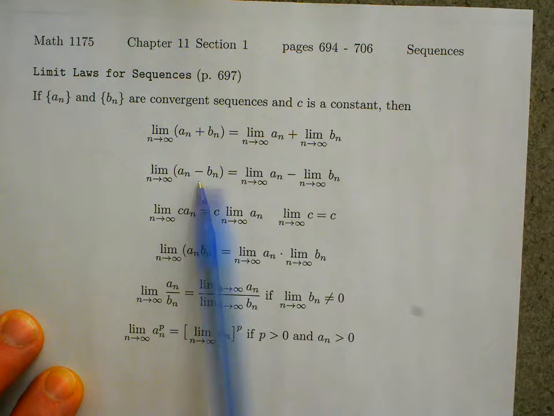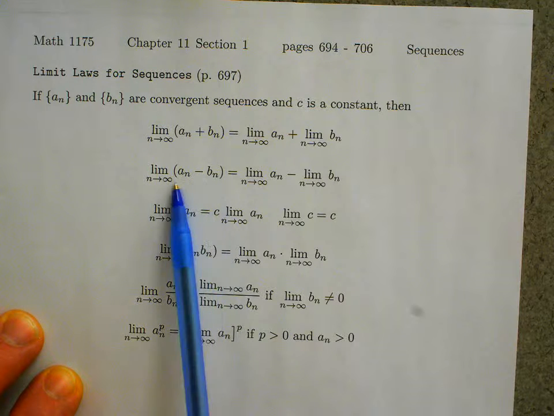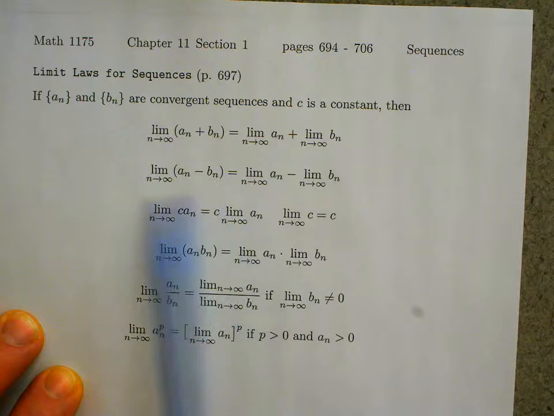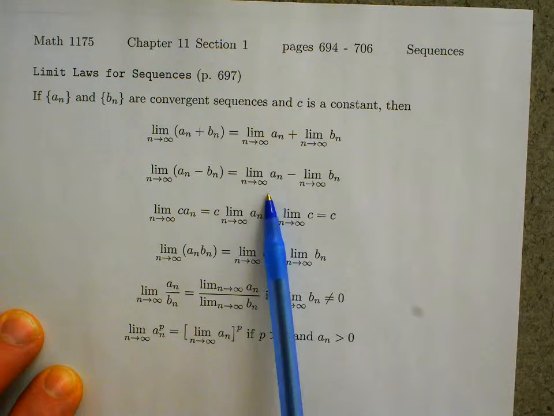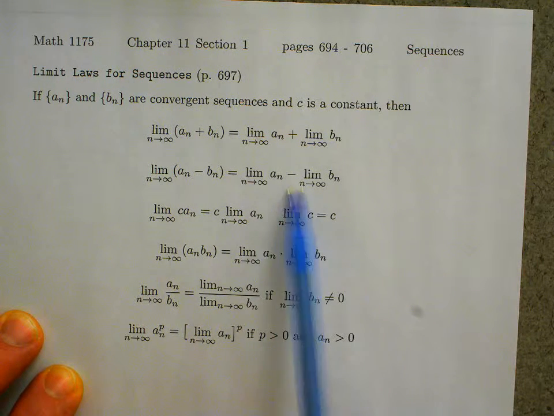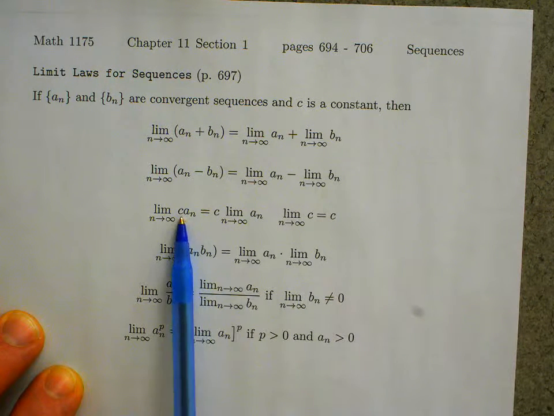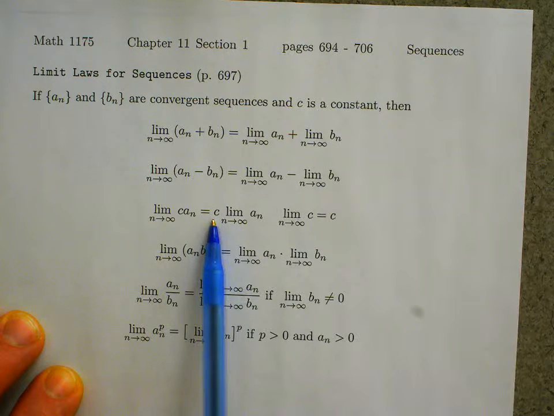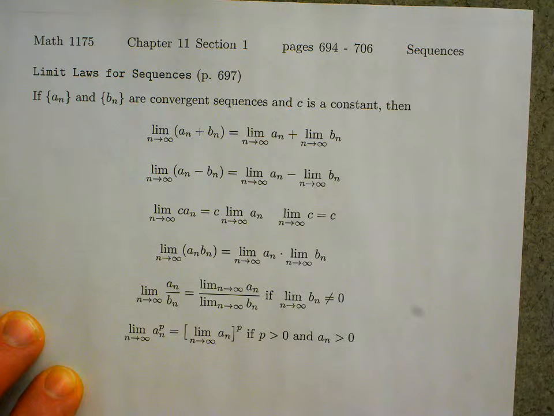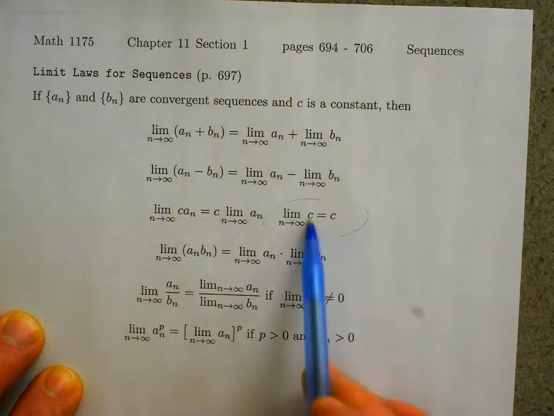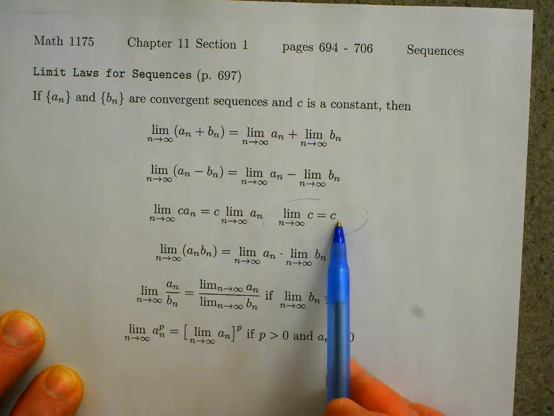We also get equality with a difference. The limit of a sub n minus b sub n as n approaches infinity is equal to the limit of a sub n as n approaches infinity minus the limit of b sub n as n approaches infinity. If you multiply each of the terms in the sequence by a constant c, you can move the constant out front, and so it will be c times the limit of a sub n. And then the limit of a constant is itself.